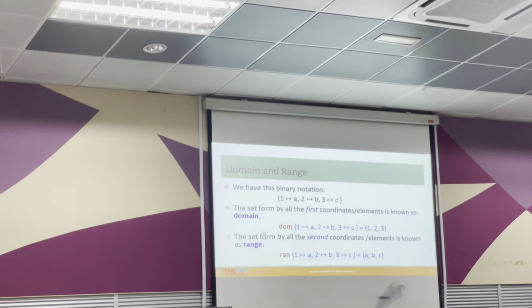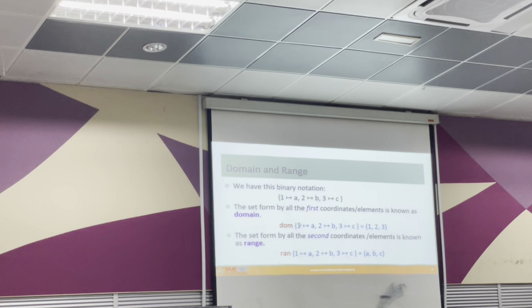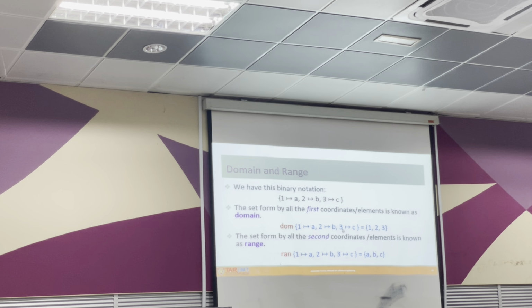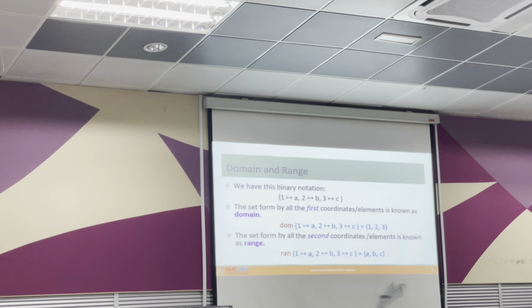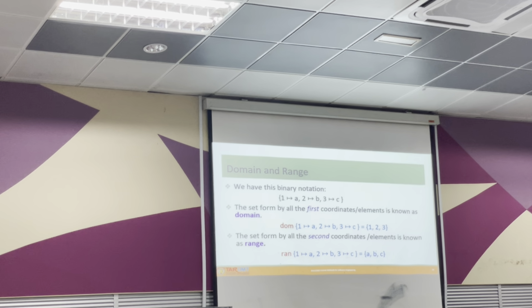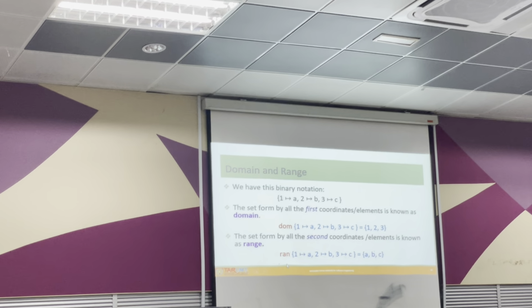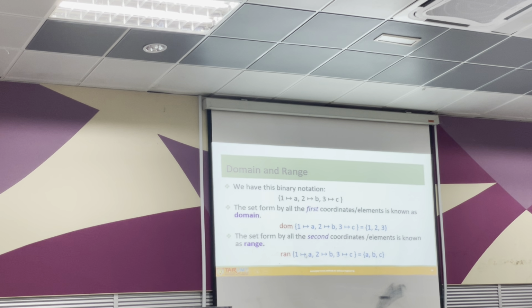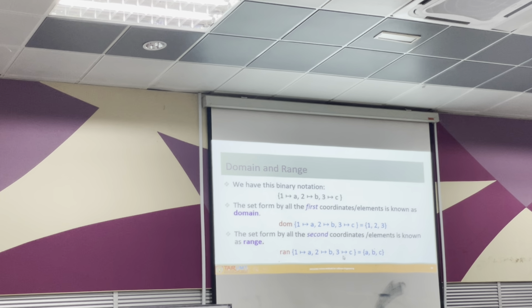So when you talk about DOM, you are looking at 1, 2, 3 here. The first records, the first coordinates. Okay, it means all the records that you have, but the domain is the first coordinates of each record. Whereas if you go for range, okay, you are looking at the second coordinates, the second components. So A, B, C in this case.